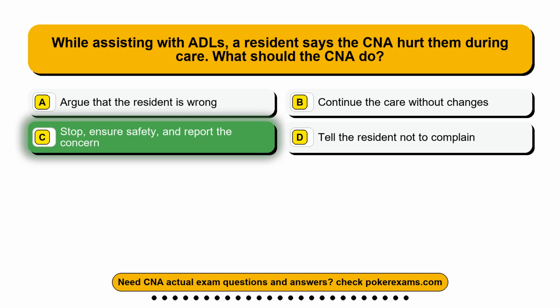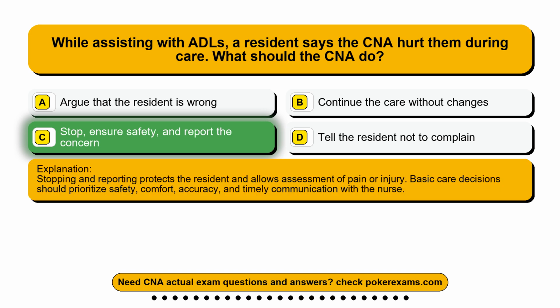The correct answer is option C, stop, ensure safety, and report the concern. Stopping and reporting protects the resident and allows assessment of pain or injury. Basic care decisions should prioritize safety, comfort, accuracy, and timely communication with the nurse.